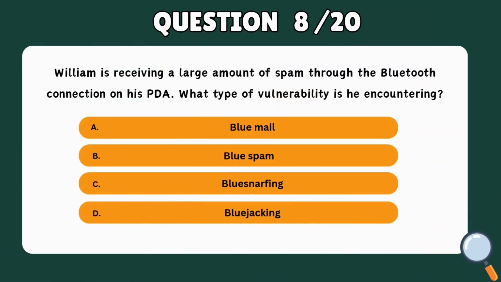Question 8. William is receiving a large amount of spam through the Bluetooth connection on his PDA. What type of vulnerability is he encountering? A. Blue mail. B. Blue spam. C. Blue snarfing. D. Blue jacking. Correct answer. D. Blue jacking.